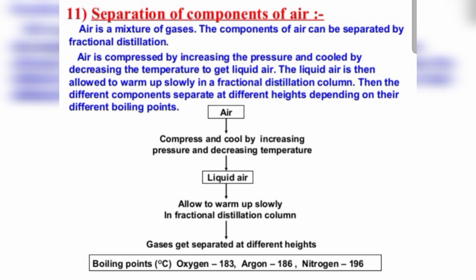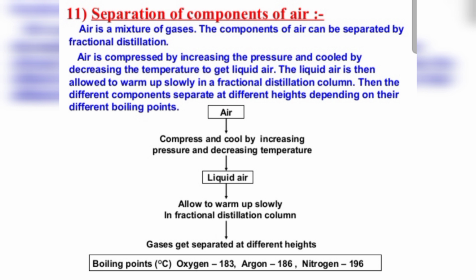So the next method is separation of components of air. Air is a mixture of gases, as we know, and the components of air can be separated by fractional distillation. Air is compressed by increasing the pressure and cooled by decreasing the temperature to get liquid air. The liquid air is then allowed to warm up slowly in a fractional distillation column. Then the different components separate at different heights depending on their different boiling points.